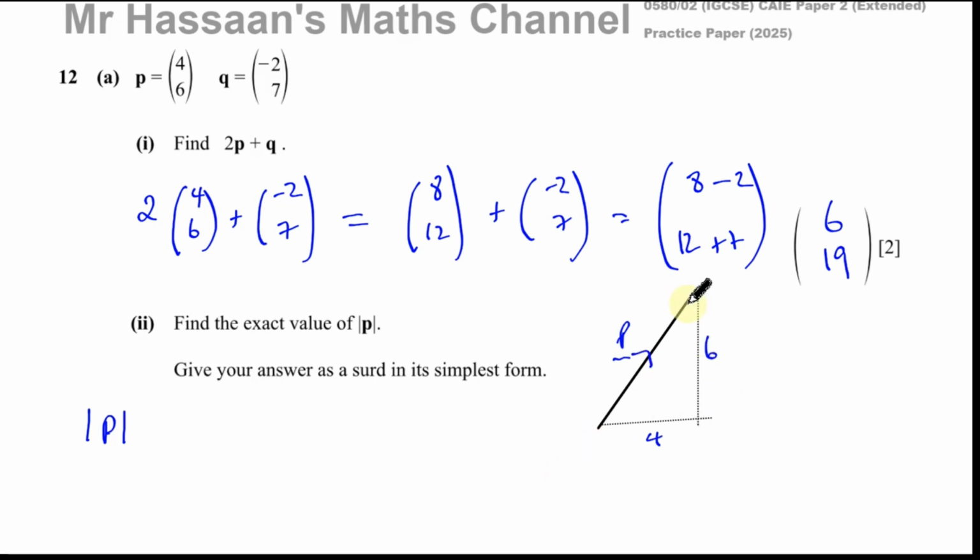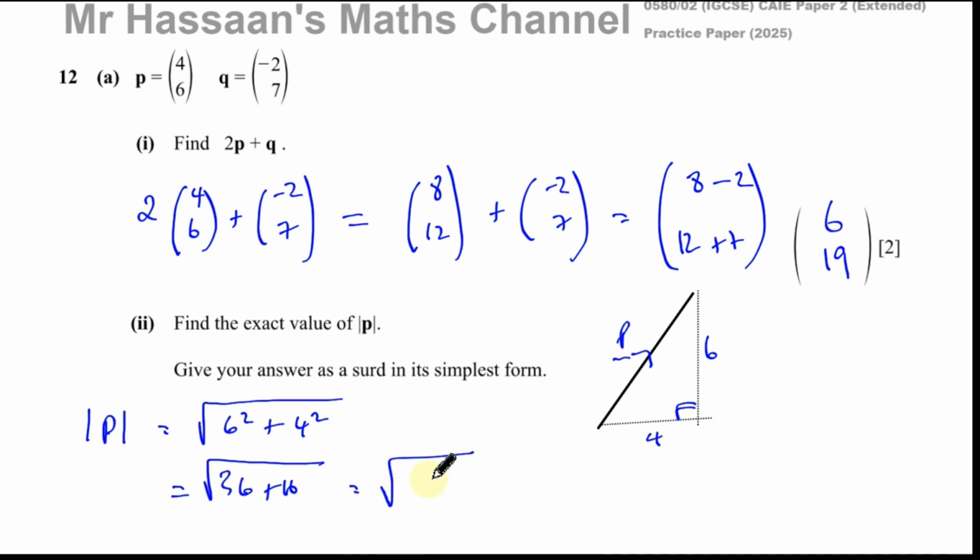All right, so this is 4 to the right and 6 up. If you want to find the length of this line, which is the magnitude of the vector P, we can use Pythagoras' theorem. So it's going to be the square root of 6 squared plus 4 squared. Remember, we can't use a calculator for this, so we have to work this out in our head. So the square root of 36 plus 16, which is the square root of 52.